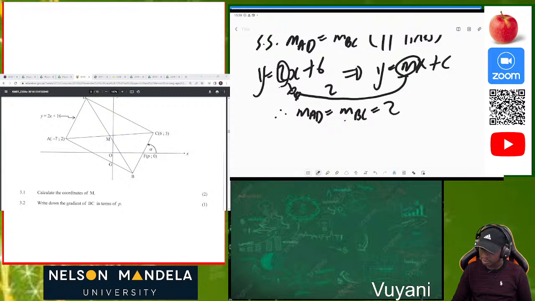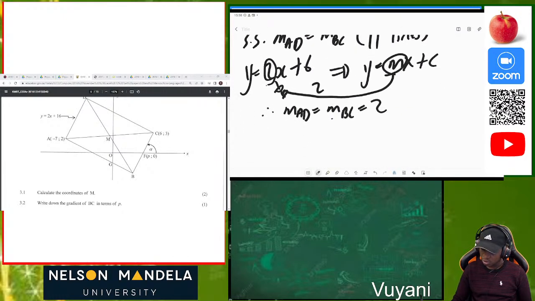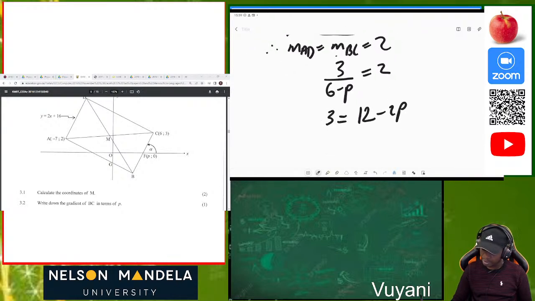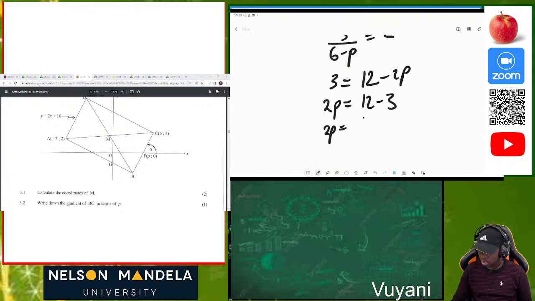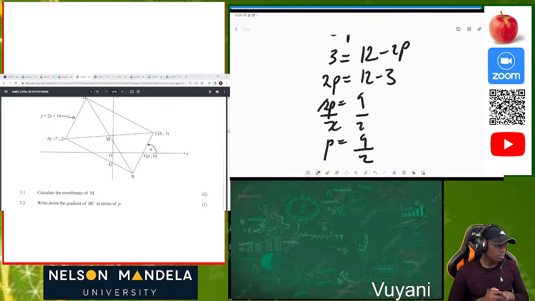So now we substitute. What is the gradient of BC? We calculated it initially, and it was 3 over 6 minus p. So 3 over 6 minus p is equal to 2. Then we cross multiply, and we have 12 minus 2p. Then we solve for p. 2p is equal to 12 minus 3, then 2p is equal to 9. Divide both sides by 2. Then our value of p will be equal to 9 over 2.